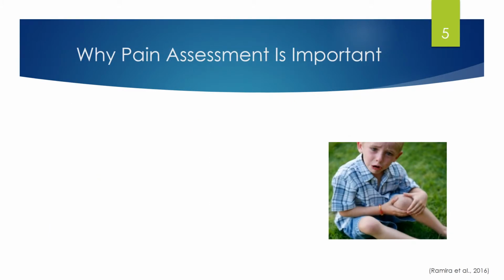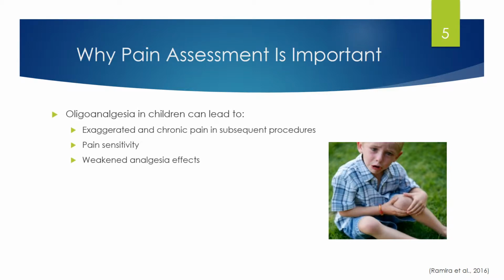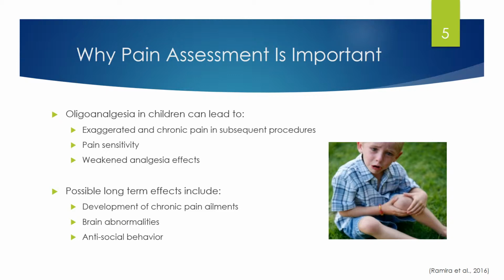The next logical question is, why is pain assessment an important tool? Oligoanalgesia, underuse of analgesics in the face of valid indications as defined by Ramir et al., in children can lead to the following: exaggerated and chronic pain in subsequent procedures, pain sensitivity, weakened analgesic effects, and in children with chronic illness who are exposed to hospital settings frequently, it can lead to development of chronic pain ailments, brain abnormalities, and even antisocial behavior.